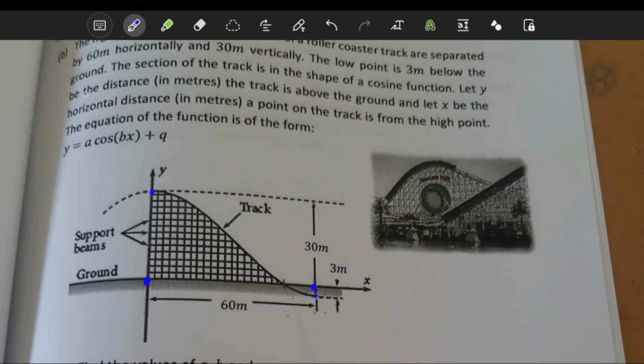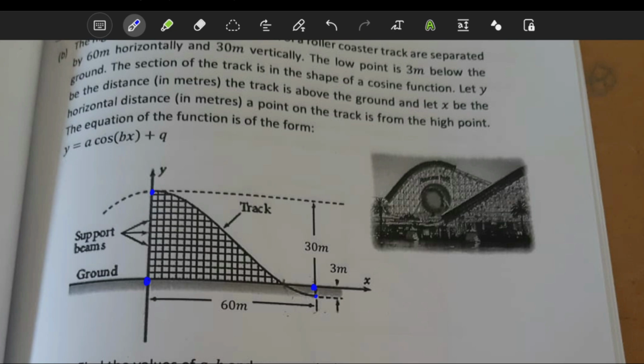Let y be the distance in meters above the ground. y is representing the y-axis, x is literally just representing the x-axis. We shouldn't even be thinking of a roller coaster track here. We should literally just be thinking of a cosine graph. And then it says let x be the distance in meters from the point on the track, going on and on. So they're just trying to explain that you look at the graph from top to bottom as though you have a Cartesian plane here, and from left to right also just think of a Cartesian plane. And then they say that the equation of the function is given by this: this gives us the amplitude, this gives us the frequency, and then this gives us a shift from top to bottom.